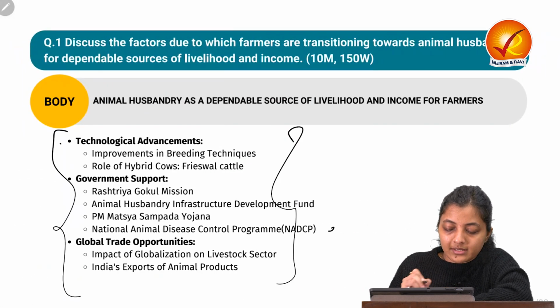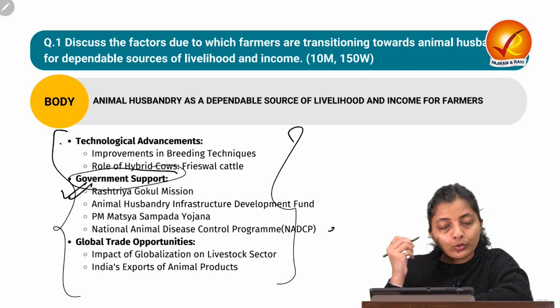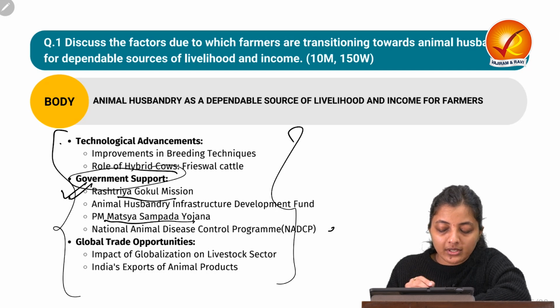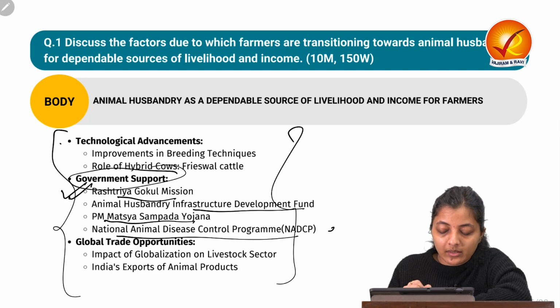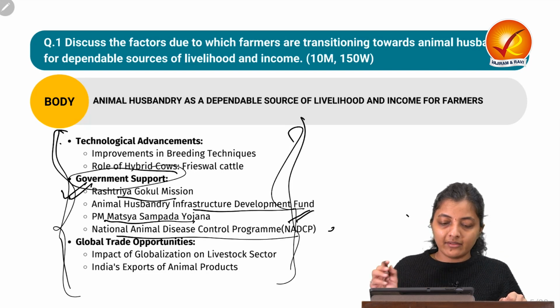This we have already discussed. The governmental policies or the governmental support, you can quote some examples like Rashtriya Gokul Mission, PM Matsya Sampada Yojana, Animal Husbandry Infrastructure Development Fund, then National Animal Disease Control Program. So these we have already discussed.